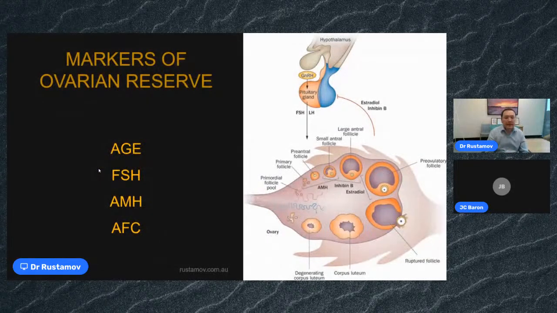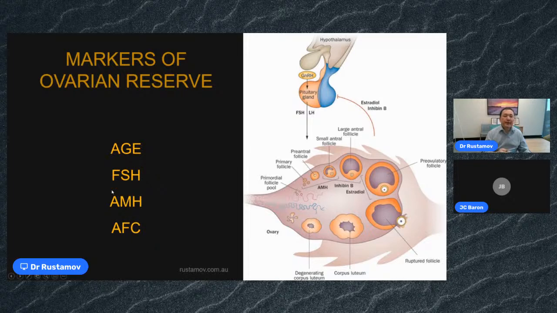Now we are moving to the next part of this presentation, which is the markers of ovarian reserve. Markers means the tests we can use to establish the ovarian reserve of each individual woman. We use 4 different markers: age, FSH, AMH, and AFC. Among these 4, 2 of them are very accurate, AMH and AFC.